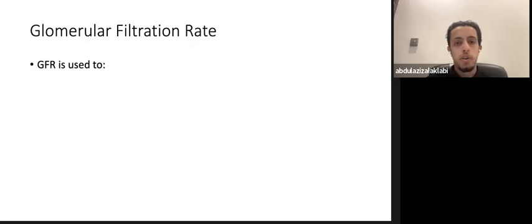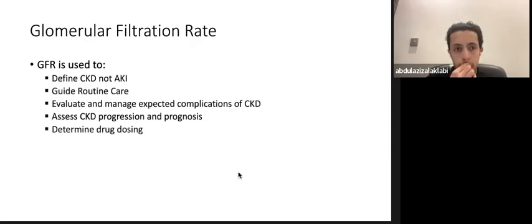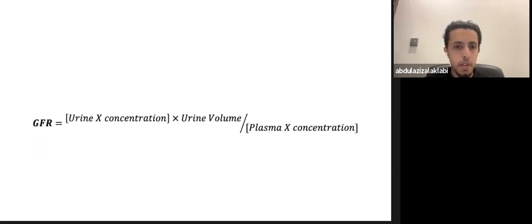So when we talk about GFR, again, as the doctor says, it's mainly used in CKD, not AKI, because it's used for staging in chronic kidney disease, as you guys know. In acute kidney injury, you cannot really use GFR because the nephrons are still functional. And again, it's used for CKD prognosis and progression and staging and drug dosing, so it's not really used for acute kidney injury. And this is how you calculate it, of course. We use urine concentration of whatever, times the urine volume, divided by plasma X.